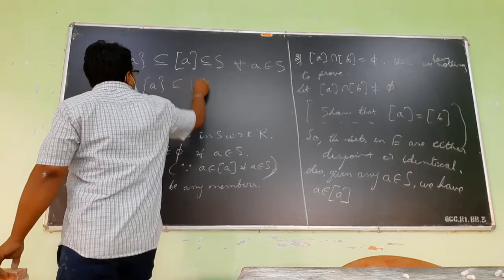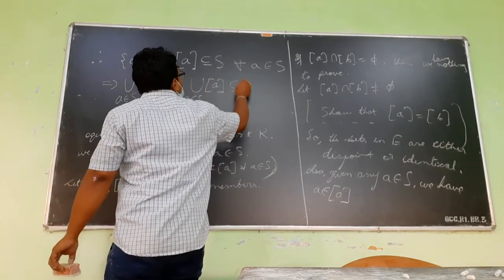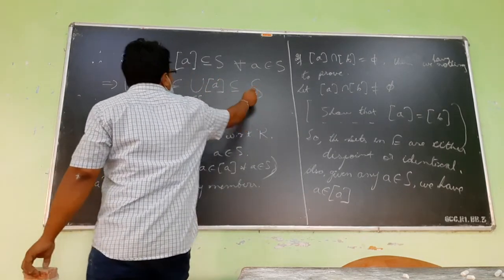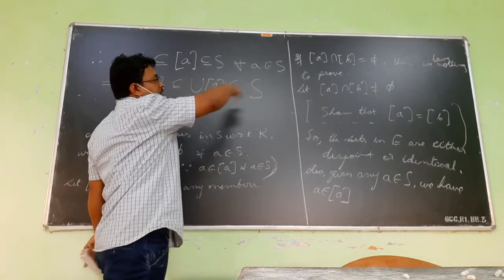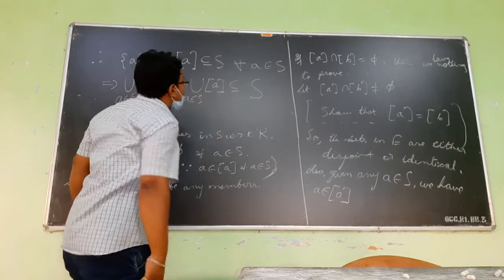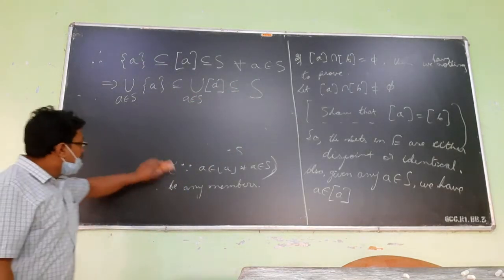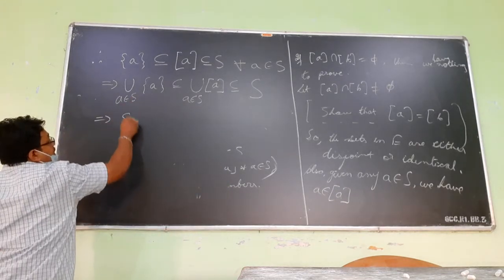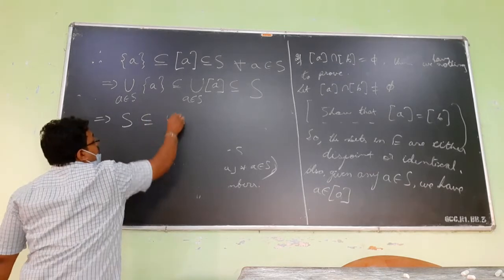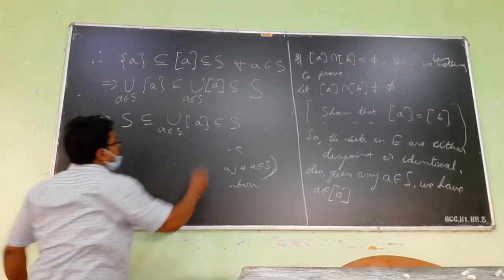This will be a subset of union of A belongs to S of equivalence class of A, and this is a subset of S. This is a universal set. So S union like that, it is S only. Okay. Union of S with itself. So ultimately, what I have got, this side is actually S. S is a subset of this. Okay, and this is the subset of S.